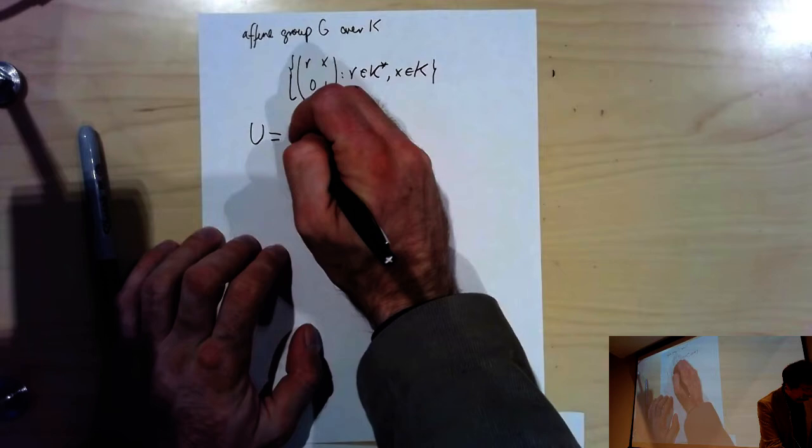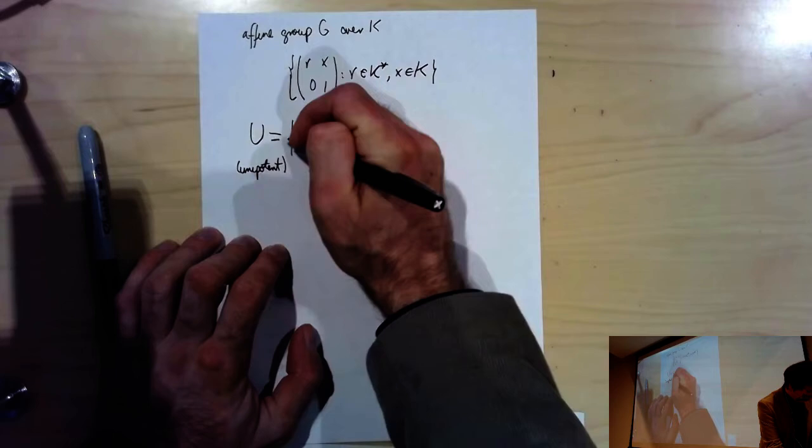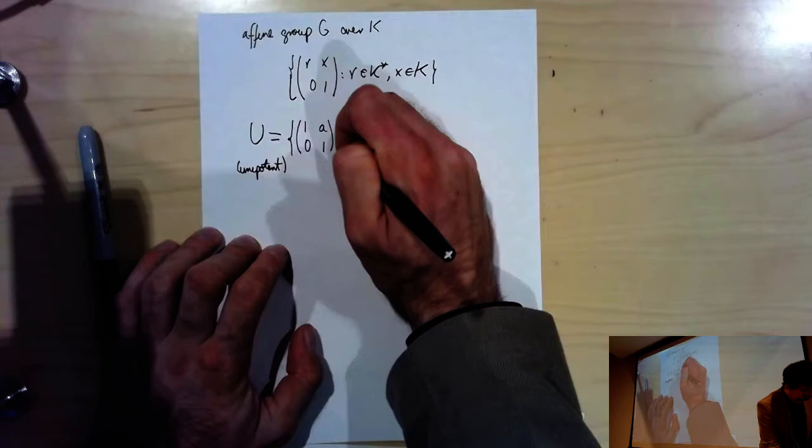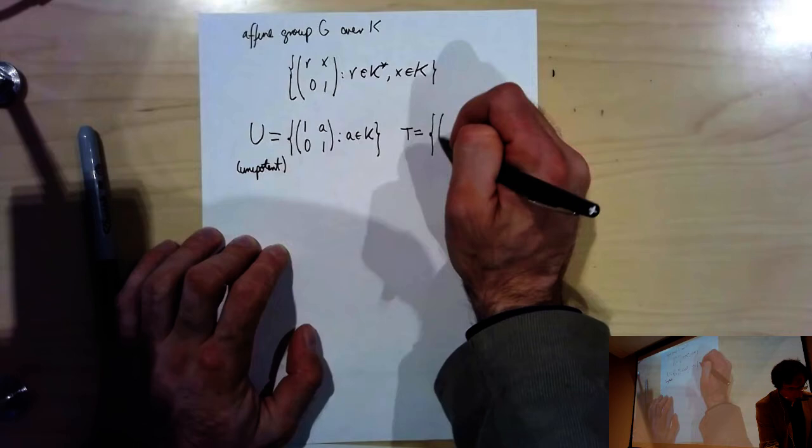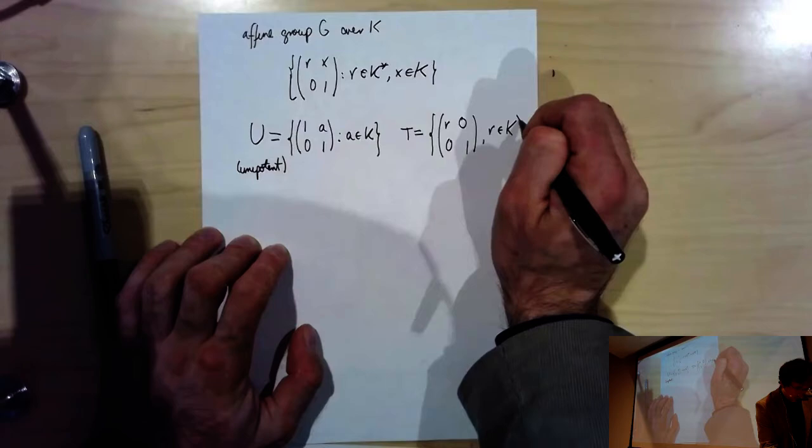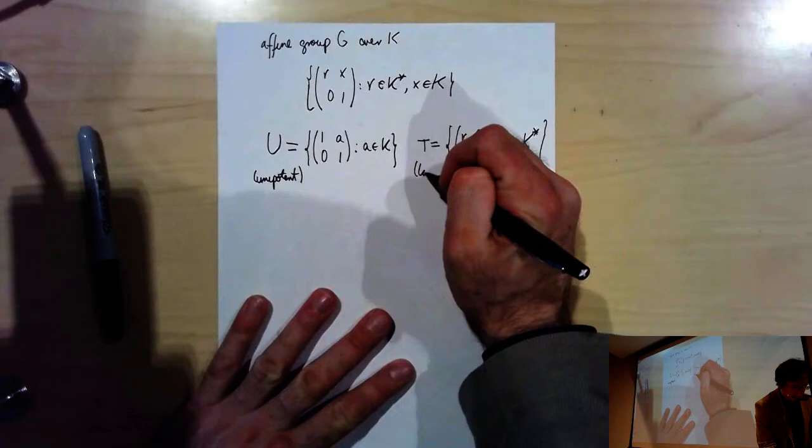There is the unipotent subgroup here. So it's the matrices with one in the diagonal. And then there's the torus. Well, there are several tori, but the nicest one is this one. Yes, you might wonder why it's called a torus. Let's not go into that.